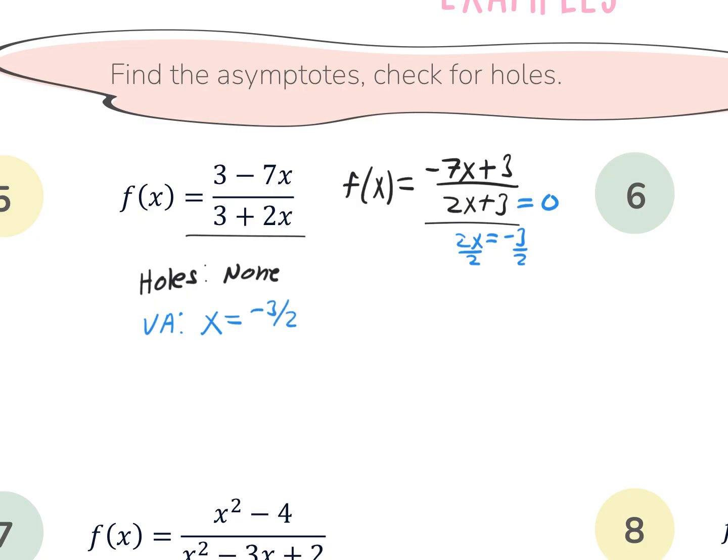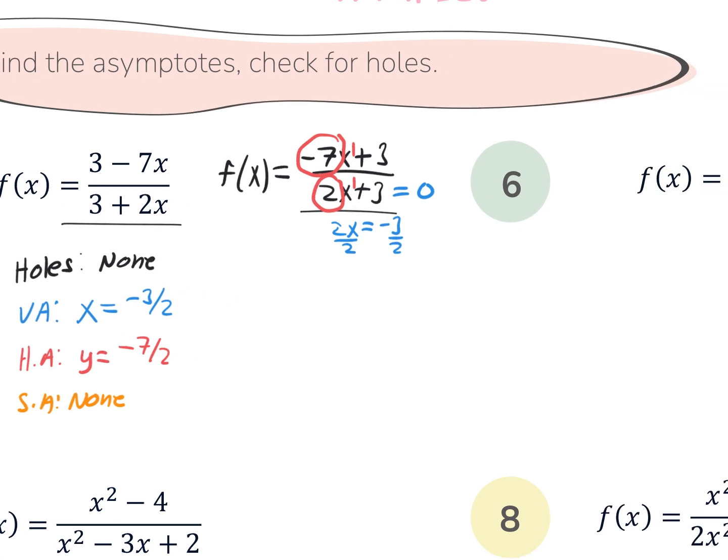Now let's try to find our horizontal asymptotes, if any. The degree on top is 1, the degree on the bottom is 1. So that means, just like before, I'm going to need my leading coefficients. It's going to be y equals negative 7 over 2. Negative 7 was on top, 2 is on the bottom. And if I have a horizontal asymptote, I don't have a slant. So I'm going to say none. That's all the information we need there.